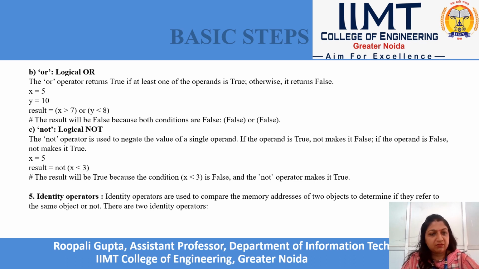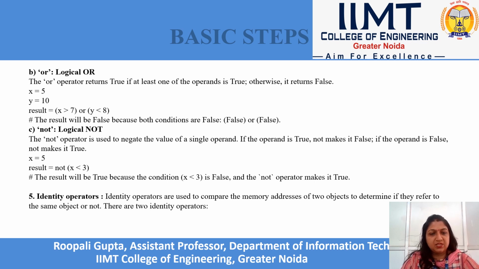x = 5, result = not (x <= 3). 5 is less than or equal to 3, which is false. The result will be true because the condition x <= 3 is false. As I have already told you, in not, if it is true then it becomes false, and if it is false then it becomes true. And the not operator makes it true.